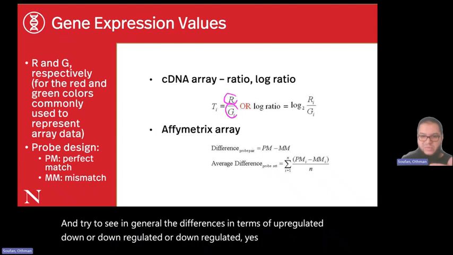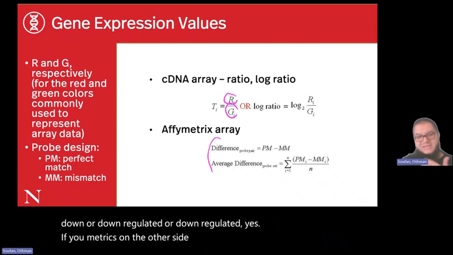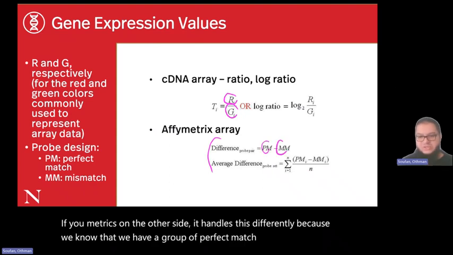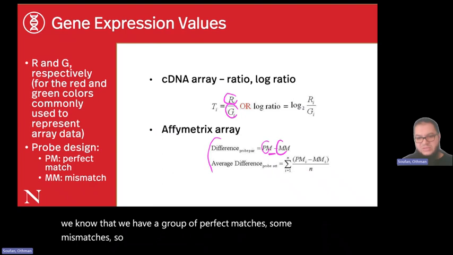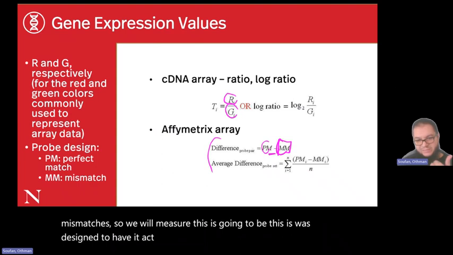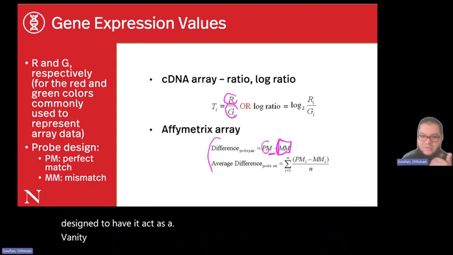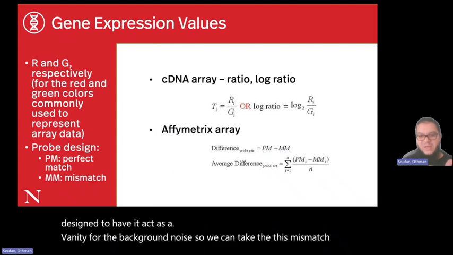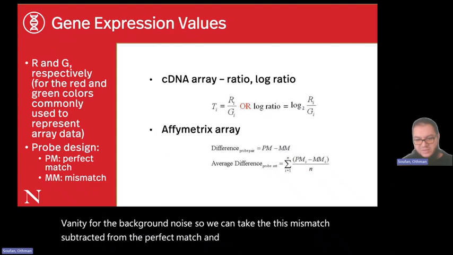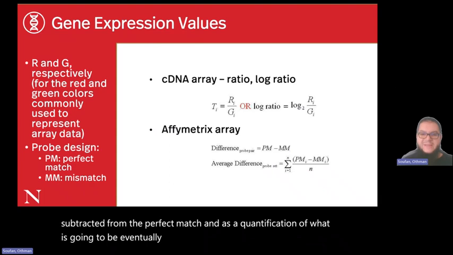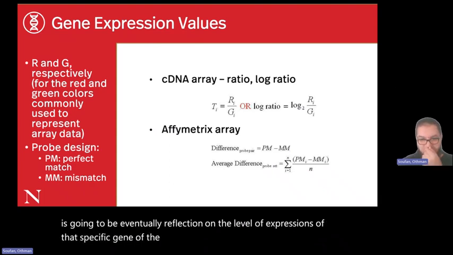Affymetrix on the other side handles this differently, because we know that we have a group of perfect matches and some mismatches. So we will measure. The mismatch was designed to act as a sanity check for the background noise. So we can take this mismatch, subtract it from the perfect match, and use it as a quantification of what is eventually going to be a reflection of the level of expression of that specific gene.